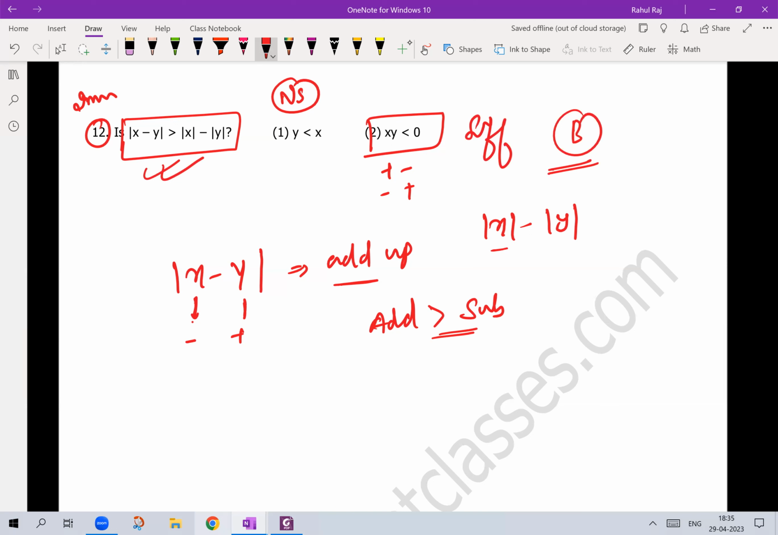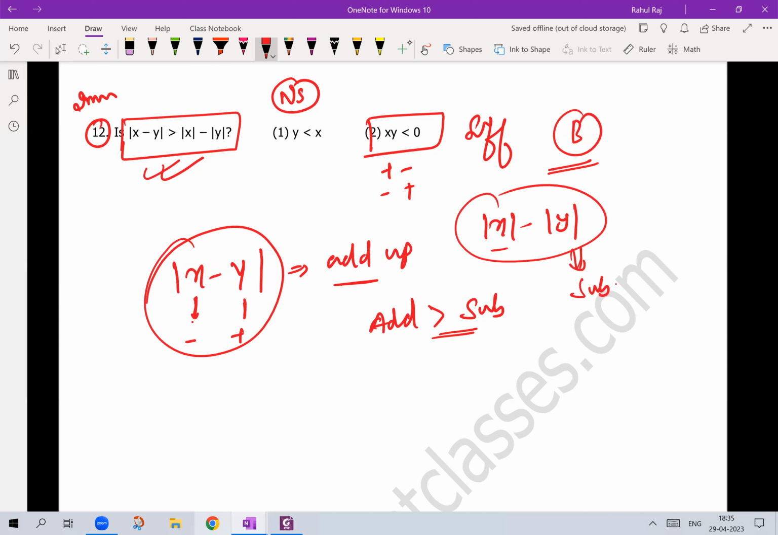I have just tried to generalize it, that whatsoever value you take, it does not matter. Mod of x minus y will always add up, and mod x minus mod y will always get subtracted. So I generally don't have to take some values and check if you are in a position to understand this. But if you are not understanding it, then you take any value of x and y. You take either positive value, ensure that x and y are of opposite sign because it says xy is less than 0. And you put it over here, it will be always.